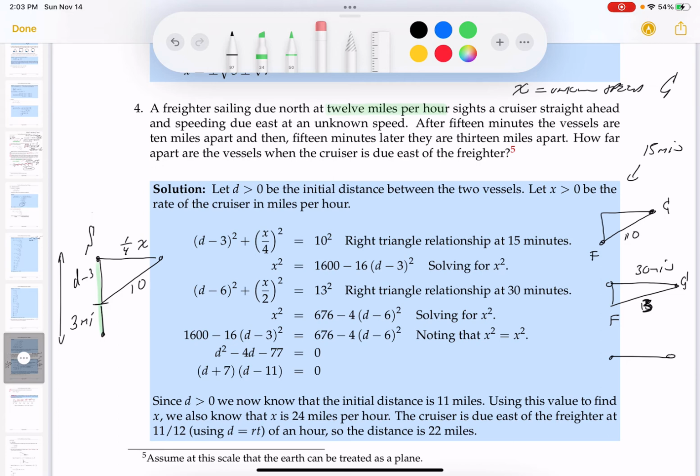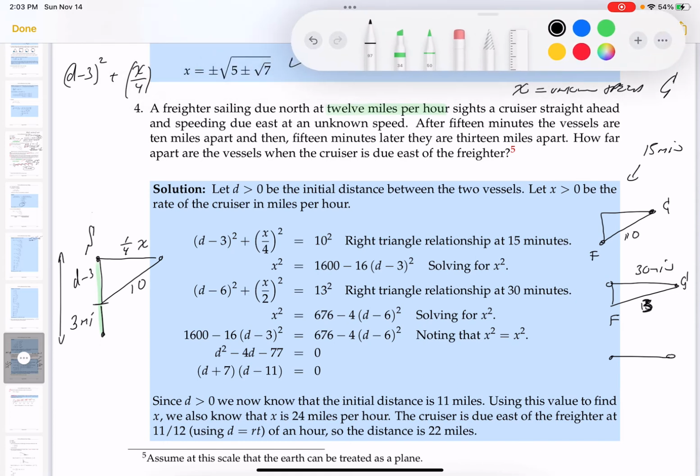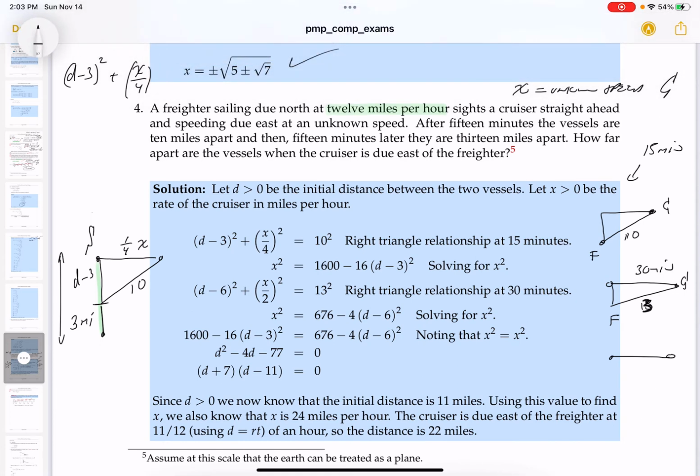And let me just write down what I'm seeing over here. So what do I got? I got d minus 3 squared plus x over 4 squared is equal to 10 squared, which is 100. I want to point out where this is. This is right over here.